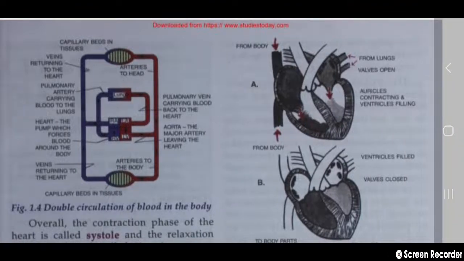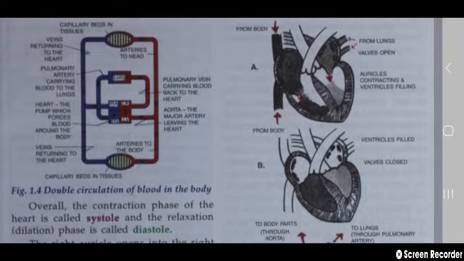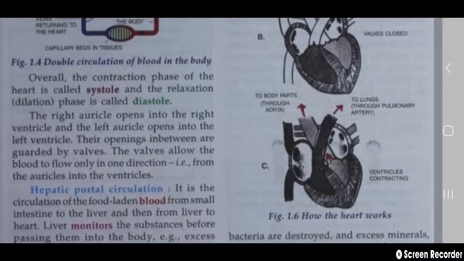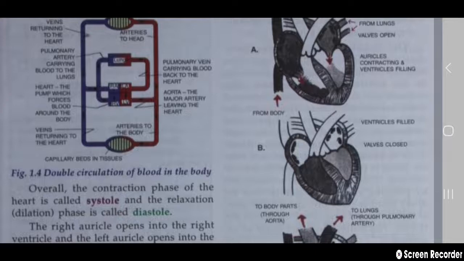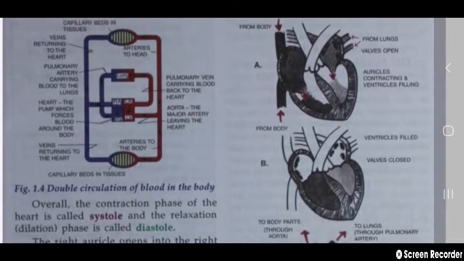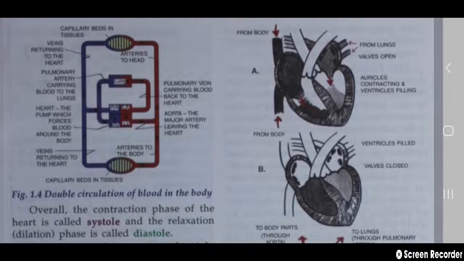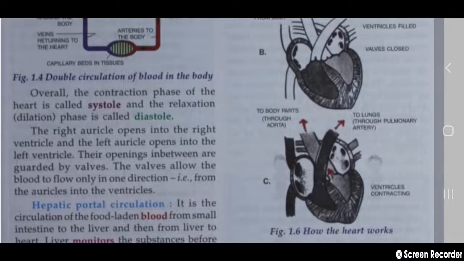In the picture, the blood will come from the body, and from the lungs it will come here, and the valves will open. From the body, from below, it will come to the auricle. Picture B also shows that, and picture C shows the blood going out to the body. Here you can see the blood goes from the body, and from here it goes to the lungs, and here the ventricle is contracting. This is the auricle: the auricle takes the blood from the body or from the lungs. The ventricle supplies the blood to the body or to the lungs.